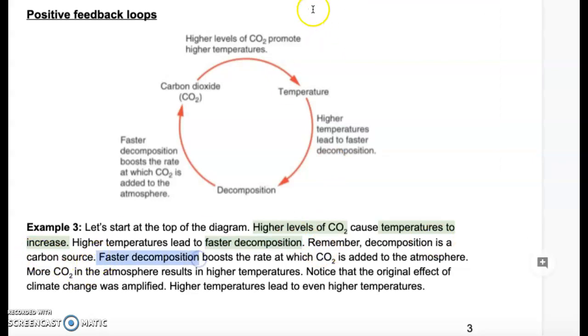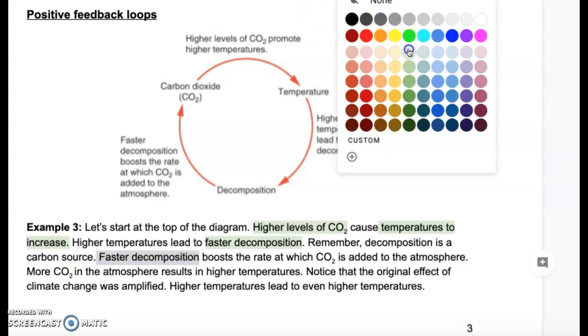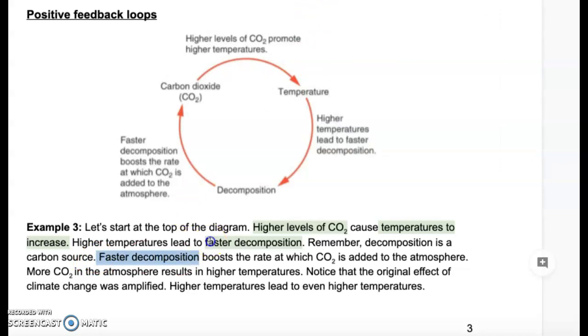Faster decomposition, I'm going to put that because it seems like something's being amplified, boosts the rate at which CO2 is added to the atmosphere. Right, so this rate is being raised. More CO2 in the atmosphere. All right, I'm highlighting that more because I know that I'm associating amplifications and increasing functions in the system are usually associated with positive feedback systems or loops.